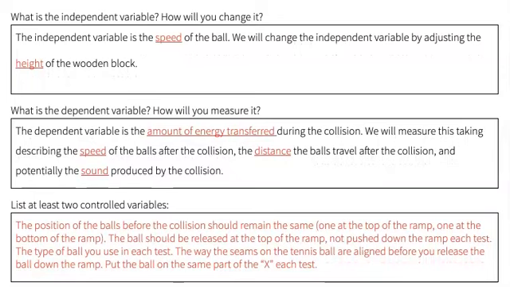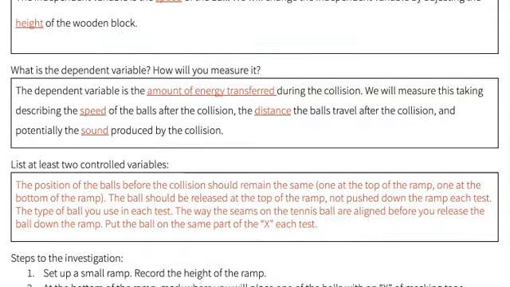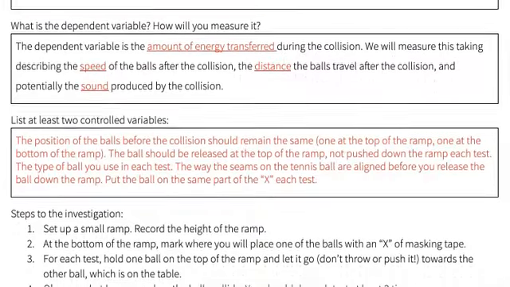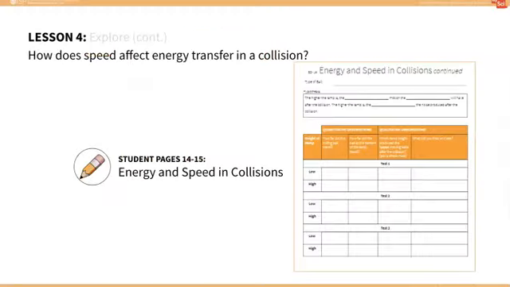In order to change the speed, students will change the height of the ramp. The more steep the ramp, the faster the ball should be moving when it collides with the other ball at the end of the ramp. The dependent variable is energy transferred, which will be measured by finding the relative motion of the moving balls. Next, place students into 6 groups.